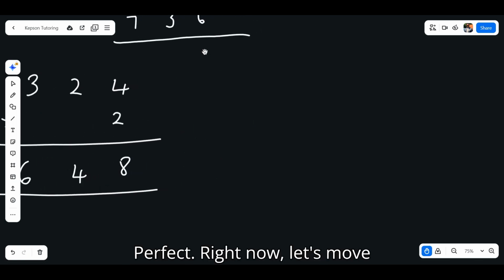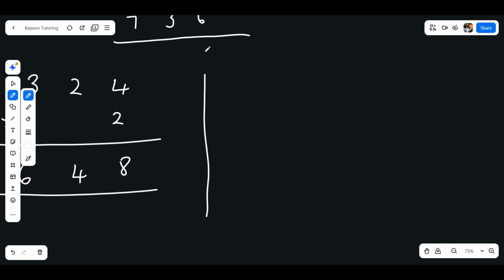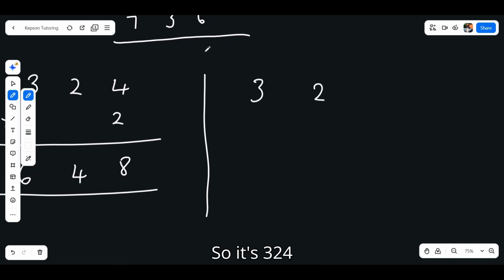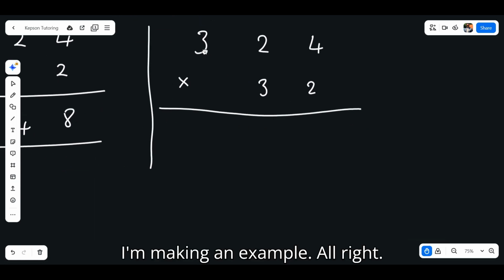Perfect. Right, now let's move to when it is 2 digits that are actually being multiplied with. So it's 324 multiplied by, let's say, 32. I'm making an example. All right.